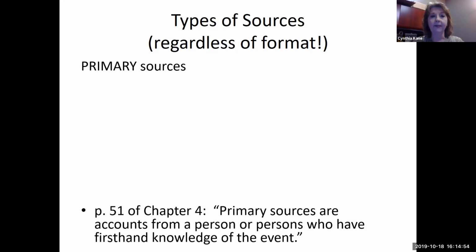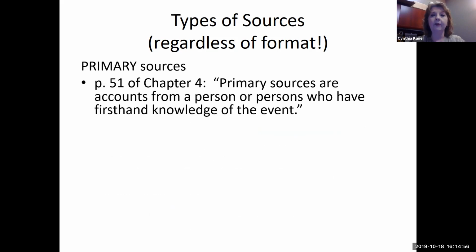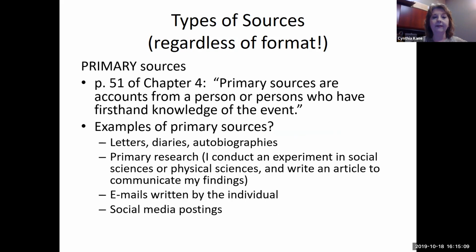Primary sources are the first type of source, and page 51 of Chapter 4 defines primary sources as accounts from a person or persons who have firsthand knowledge of the event. So one can think of primary sources as a letter that somebody wrote maybe 50 years ago or 100 years ago, diaries that are actually written by that individual, also autobiographies.